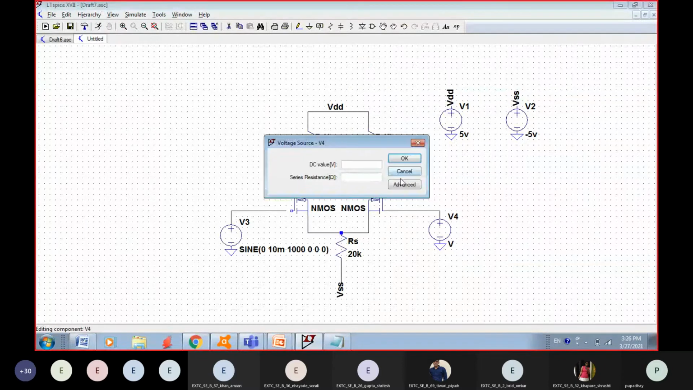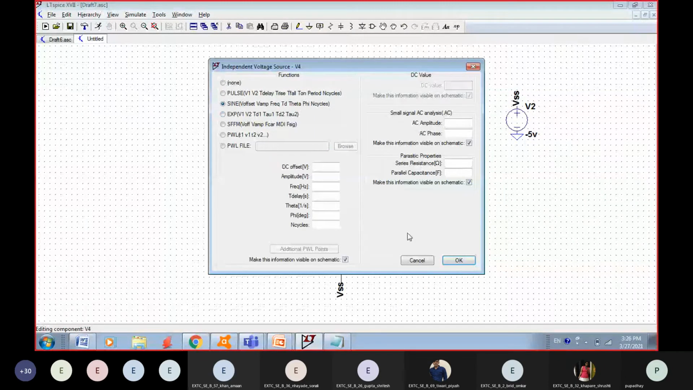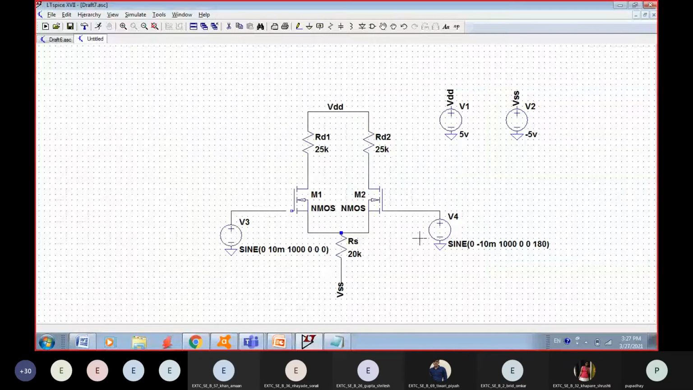Sine, DC 0. So we will make it minus 10. Why minus 10? Because this is a differential input. So this would be exactly opposite. Delay 0, theta 0, and 5 would be 180 degree. Okay. So in this way, we have this sine 1, sine 2.